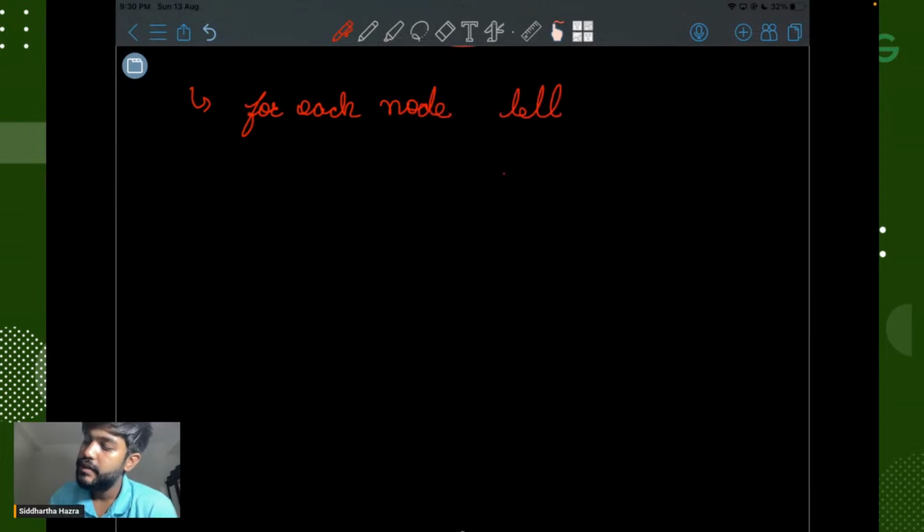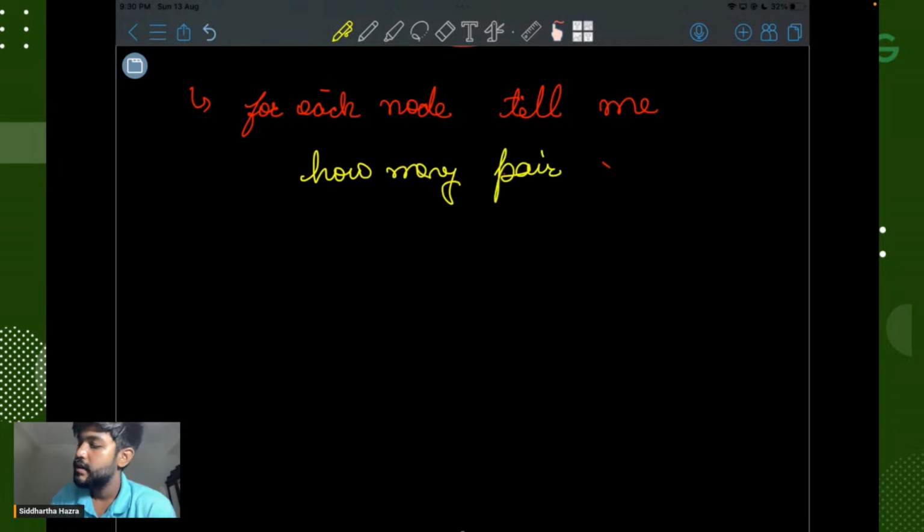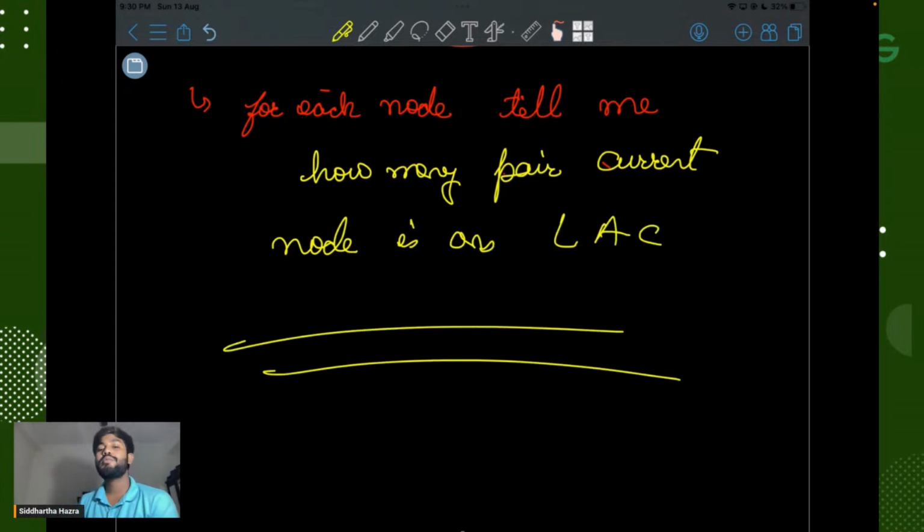First I would just draw out the sample test case. So here in this question, you are told that for each node, tell me for how many pairs the current node is an ancestor. The current node is an LCA. For each node, tell how many pairs the current node is the LCA, the lowest common ancestor itself.